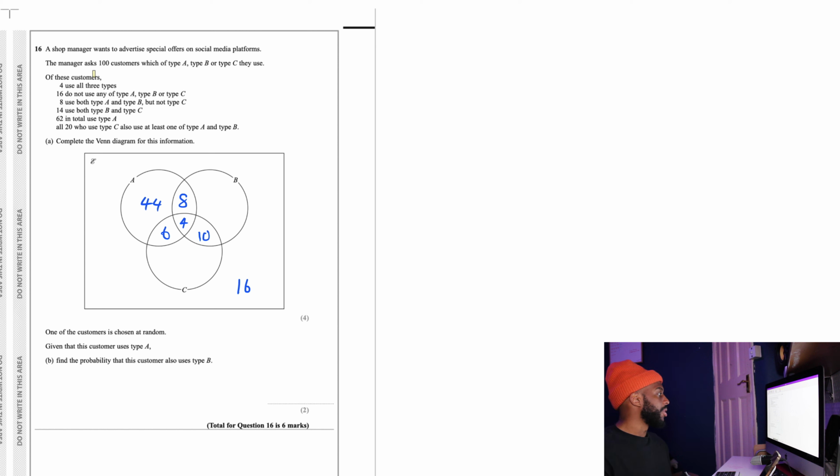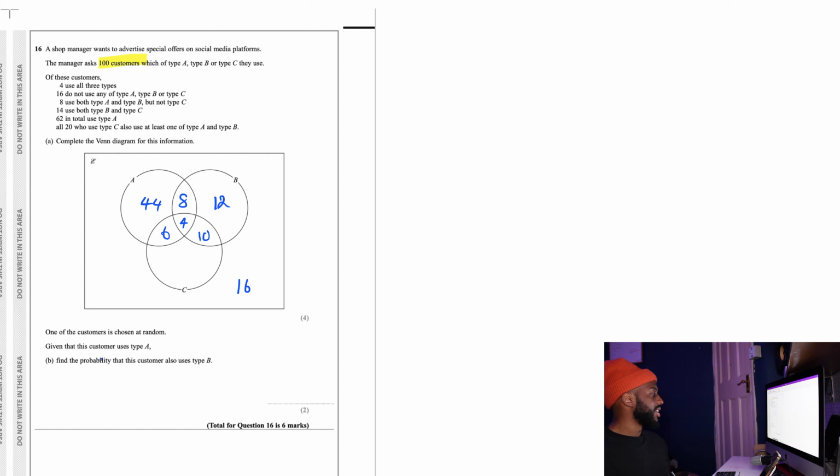And if you remember at the beginning of the question, it said they asked 100 customers. If we add these up, it's not going to quite equal 100. It's going to equal 88. So the remaining 12 must go in this B section. And that would be it complete.